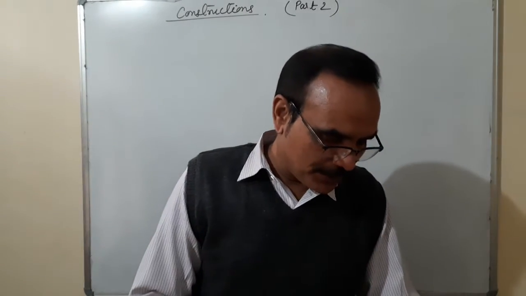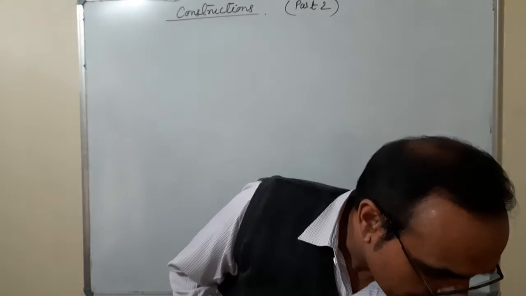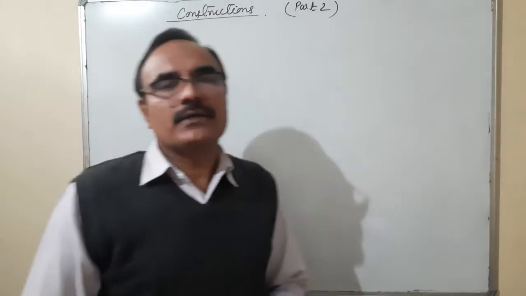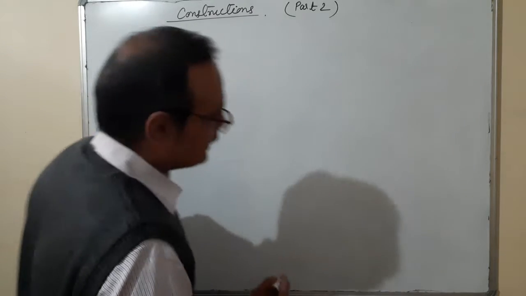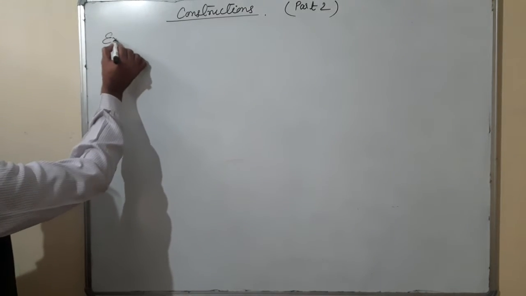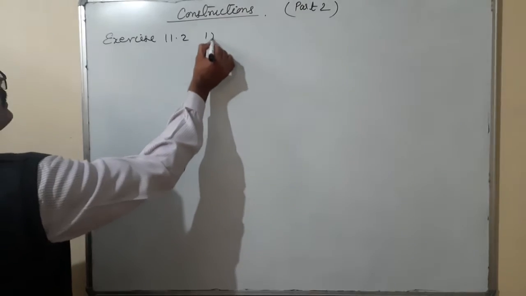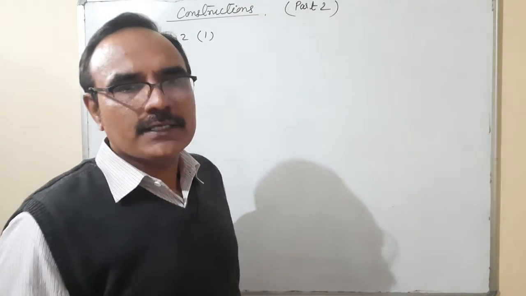From exercise 11.2, I selected three questions to solve here. Number one: draw a circle of radius 6 centimeter, and from a point 10 centimeter away from it, draw two tangents. So this is exercise 11.2, question number 1, which says draw a circle of radius 6 centimeter.